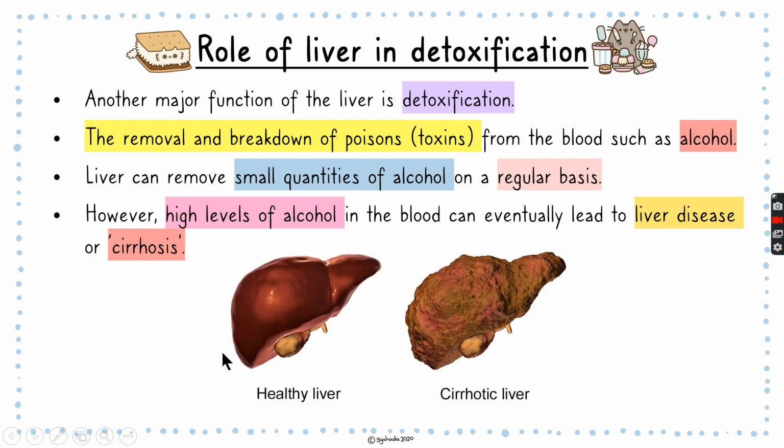Here's the healthy liver, and you have the cirrhotic liver. Liver cirrhosis just means that when the liver has been doing so much detoxification, the cells become scarred, and then when they heal, they become hardened. This is what happens when people consume way too much alcohol.